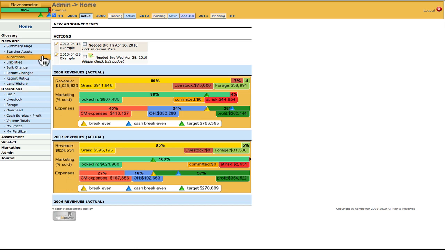When you're in the program, you're going to see net worth, operations, and marketing. AgMpower is a very complete program and it can help you plan your farm. If you understand the concepts behind AgMpower, it's going to make that job much easier.